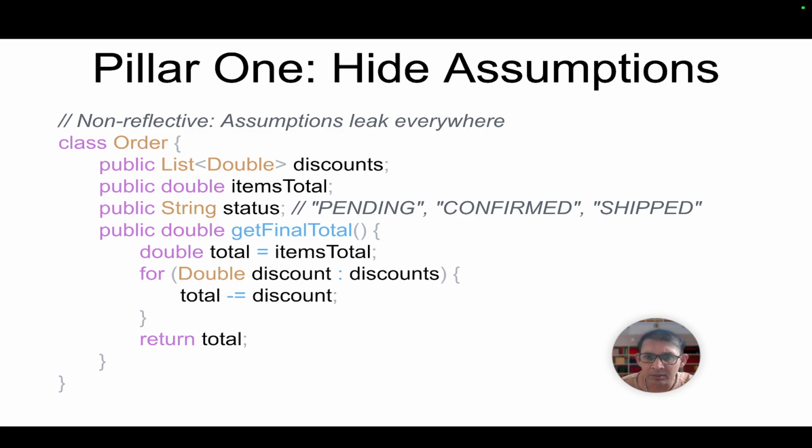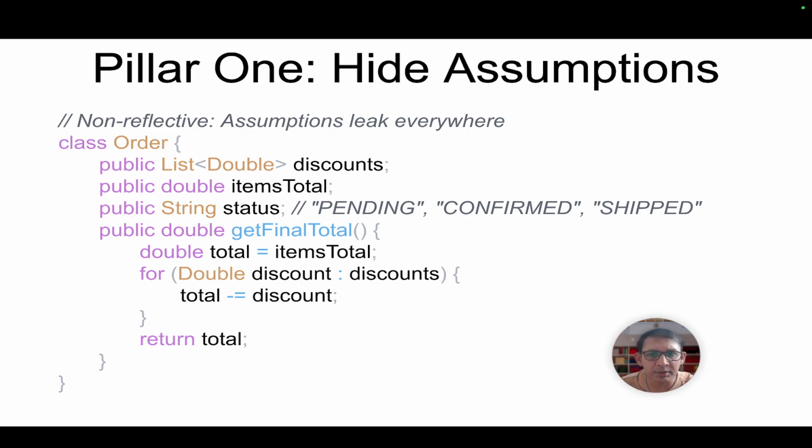Let me explain what I mean by assumptions in this context. An assumption is any design decision that could reasonably change without affecting the core business logic. These are typical implementation details like how data is stored, what algorithms are used, what external services are called, and how calculations are performed.